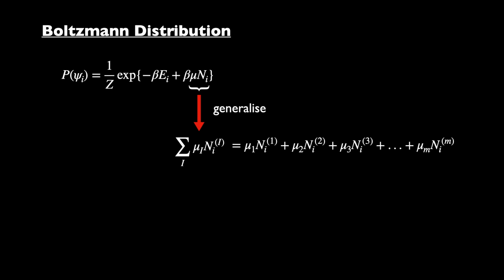A quick remark on how the Boltzmann distribution can be further generalized. While we have taken care of variable particle numbers, these numbers can be further divided into different species of chemical molecules, each with a different chemical potential.